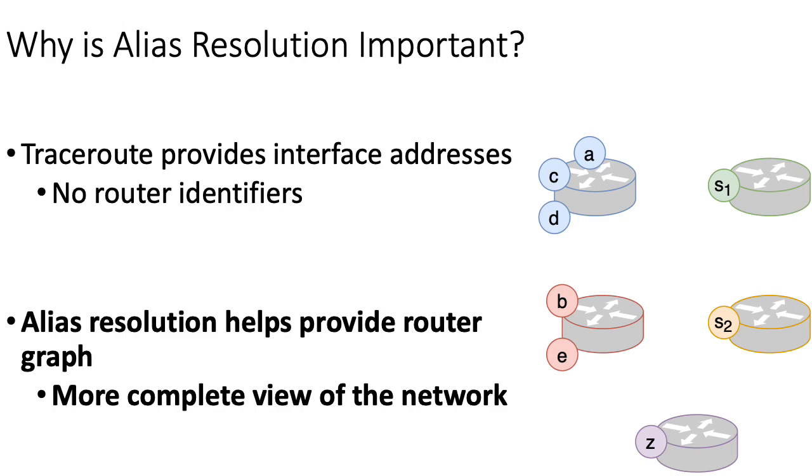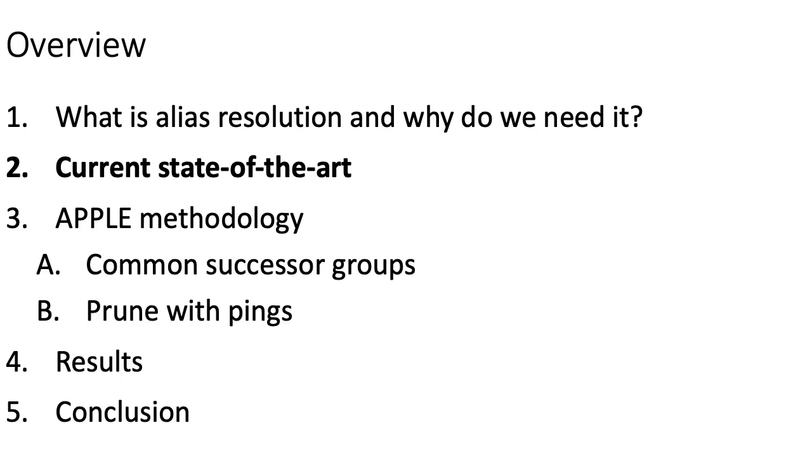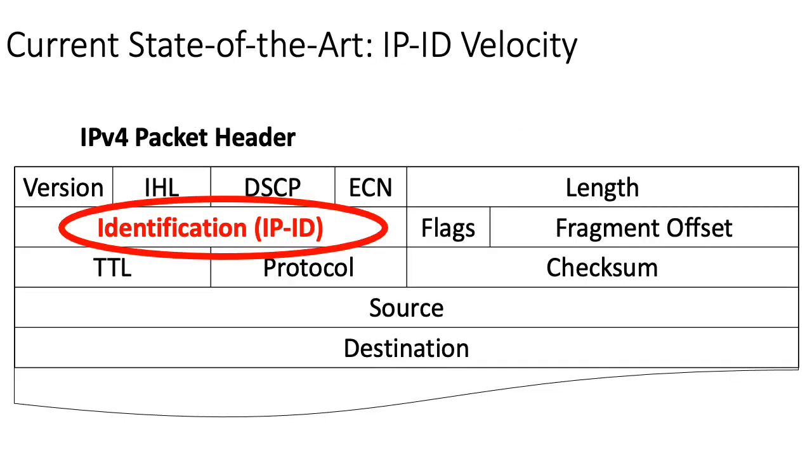So now I'll quickly go over what I think of as the current state of the art. The first set of tools, such as Ally, RadarGun, and MIDAR, use the identification field in the IPv4 packet header. This IPID field was originally designed to enable packet fragmentation, and many routers populate the field using a shared global counter. What that means is that a router uses the same counter across all of its interfaces. So if you induce responses from two different interfaces on the same router, you might see that the IPID values for each interface increase at the same rate.